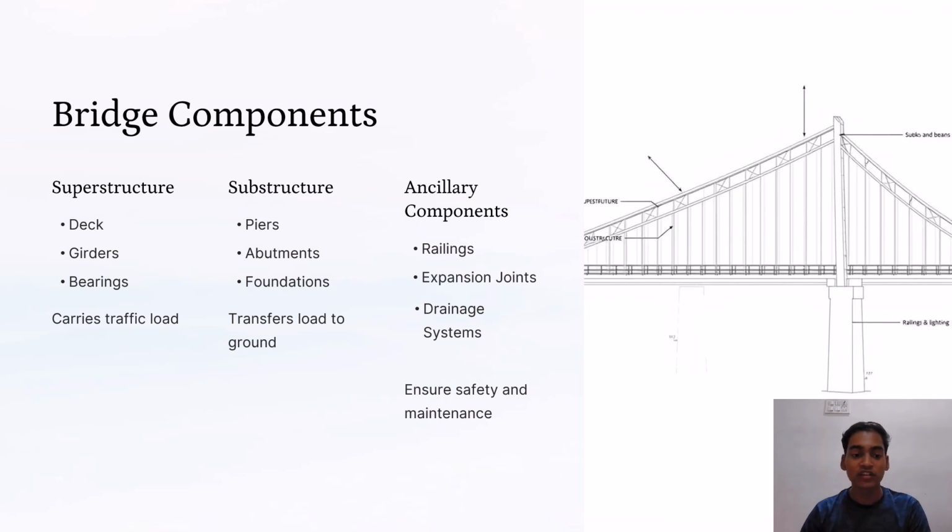Let us discuss the components of bridge. They are first divided into three main categories: superstructure, substructure, and ancillary components. In the superstructure, we have deck, girders, and bearings. It has the prime function of carrying the traffic load. Then we have the substructure. It consists of the piers, abutments, and foundation. This is responsible for transferring the load to the ground. Other than that, we have ancillary components such as railings, expansion joints, and drainage systems. These components ensure safety and maintenance of the bridge.